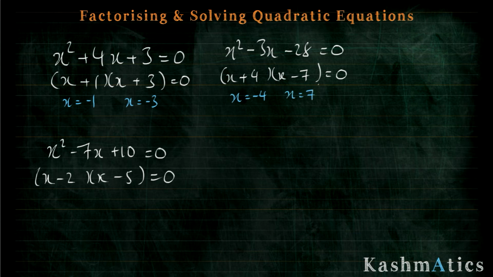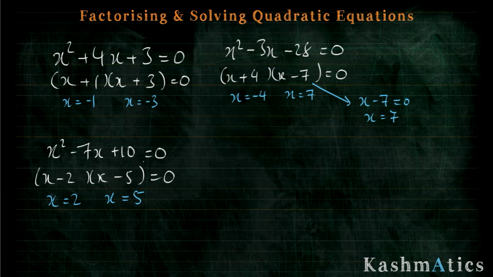Now, if you do struggle, what you can do is just say x minus 7 is 0. Remember, anything in the bracket has to equal 0. So solving that gives me x equals 7. And this one here, hopefully you've got the gist of it by now. So this is x equals 2 and x equals 5.